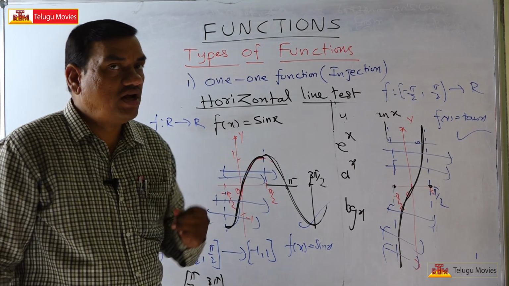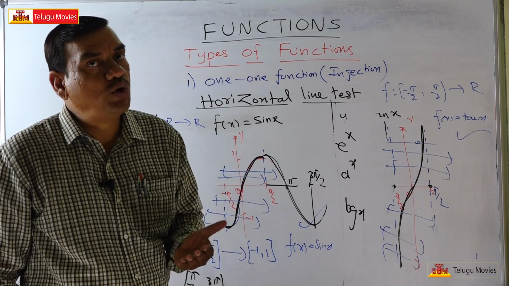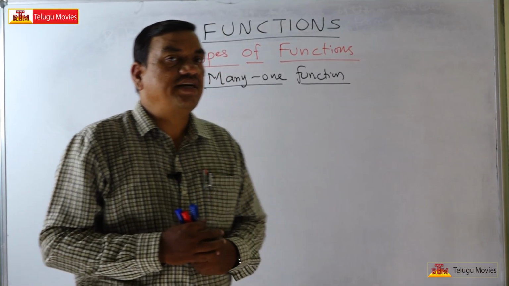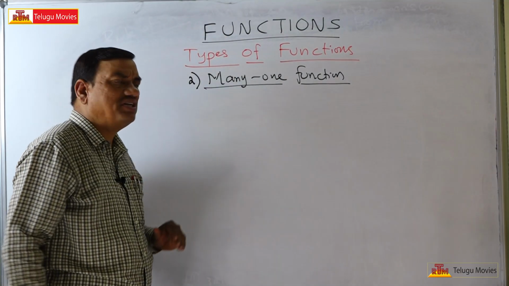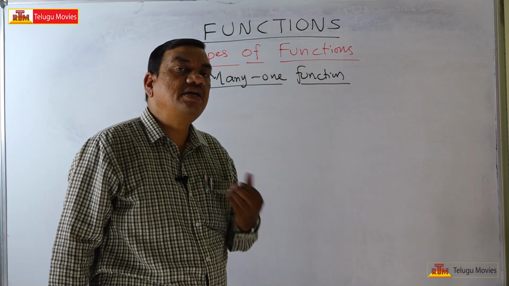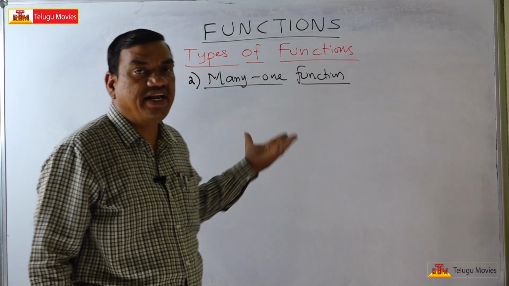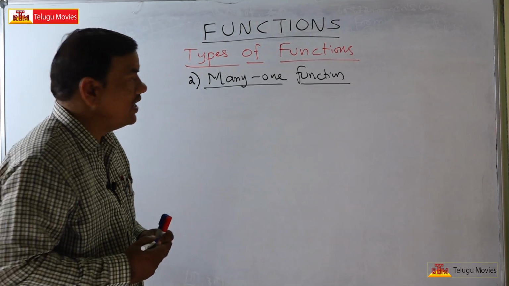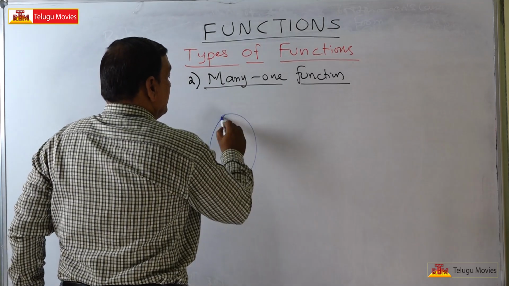So let us go for the next type, that is many to one function. Dear students, let us see the second type of function, that is a many to one function. It is quite the opposite of a 1 1 function. The name suggests many to one function. So this is a very easy one.